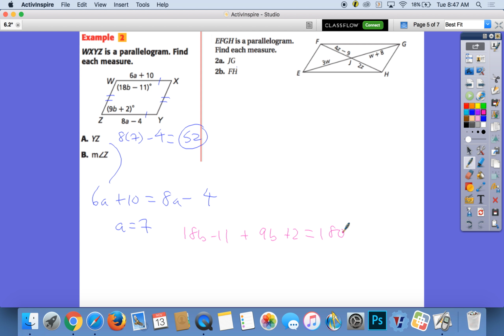Make sure that we wrote the equation down right. Go ahead and crunch your numbers. You get 27B by tightening it up, equals 189. And again, solve for B and you get B equals 7. Pop your 7 back in. And again, I'm trying to find Z here. And you get 65 degrees.